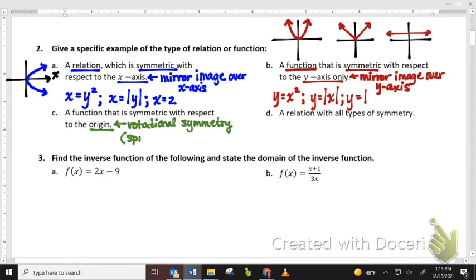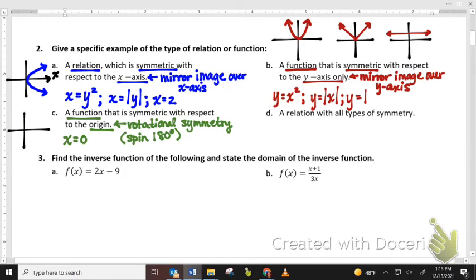So could you do a circle? You could do a circle. Oh, but it's not a function. Correct. You could do x equals 0. So let's look at what that looks like. X equals 0 would be a vertical line that goes like this, right? If I take that and I spin it 180 degrees, does it look exactly the same? Yes. Okay, so that would absolutely work.